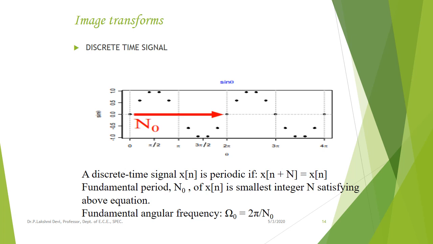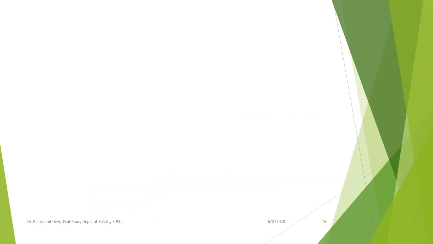X of n is periodic if x of n plus N is equal to x of n. The fundamental period N or N naught of x of n is the smallest integer N satisfying the above equation, with the smallest integer N, x of n plus N equals x of n. The fundamental angular frequency, in the discrete notation, we use as omega naught, that is 2 pi by N naught. So angular frequency omega naught is equal to 2 pi by N naught.